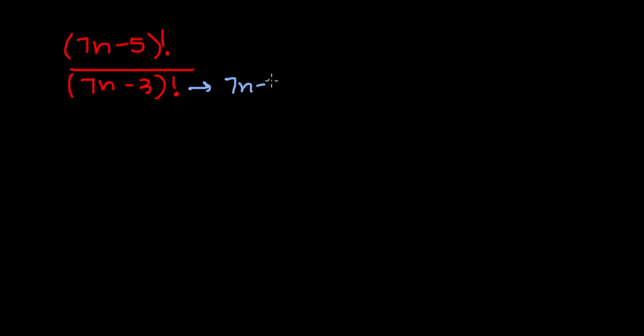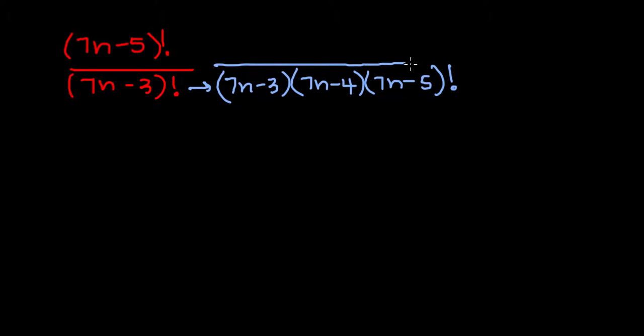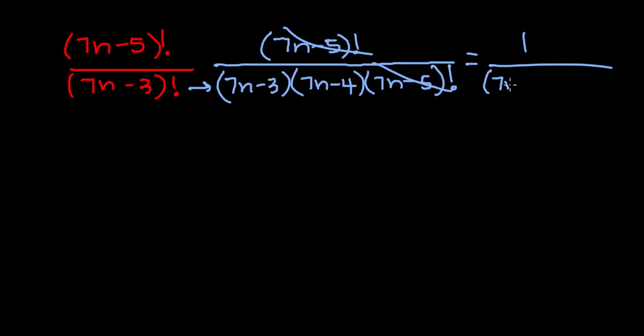So it's going to be 7n minus 3 times 1 less than that, which is 7n minus 4, times 1 less than that, which is 7n minus 5. And then when I get to 7n minus 5, I can stop and say, I know it's going to repeat itself from there on and so forth. And then we just get 7n minus 5 factorial on the top as well, because that's what it originally was. Now these guys cancel out. Boom, boom. And we have 1 over the quantity 7n minus 3 times 7n minus 4. And that's it.